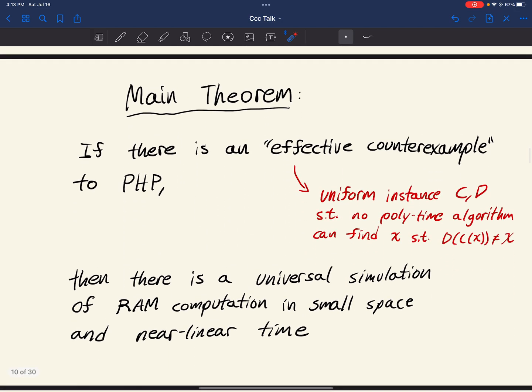And so our main theorem is going to show that if there is an effective counterexample to the Pigeonhole principle, what I mean is a uniform instance C and D such that no polynomial time algorithm can find those n-bit strings which are incompressible for this scheme, then there's going to be a universal simulation of RAM computations in small space and nearly linear time.